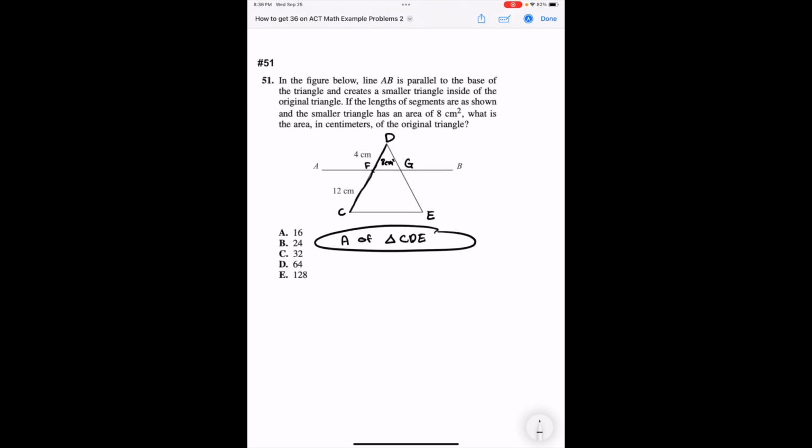Well, since it already says that AB is parallel to CE, then we know that these are going to be similar triangles. So triangle FDG is similar to triangle CDE. What it means if they are similar is that their angles are the same and their sides are also comparable.